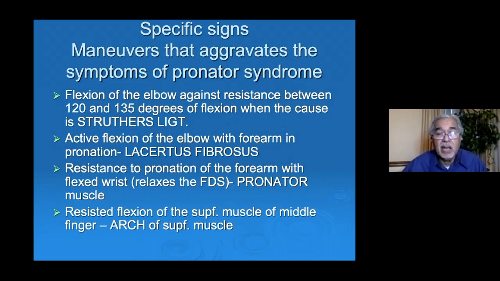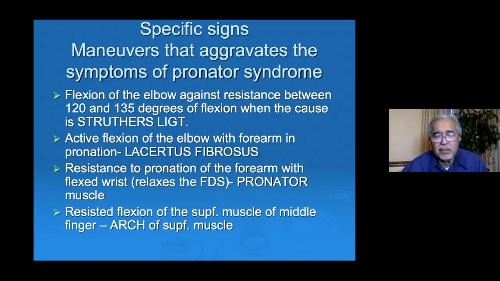Now, the maneuvers which tell me exactly which part of the median nerve is compressed, whether it's above the elbow, below the elbow, or at the elbow, depend on a few clinical tests, which are not done on a routine basis, but are very helpful. Namely, when the ligament of Struthers is the cause of compression, flexion of the elbow against resistance between 120 and 135 degrees will cause the pain and symptoms.